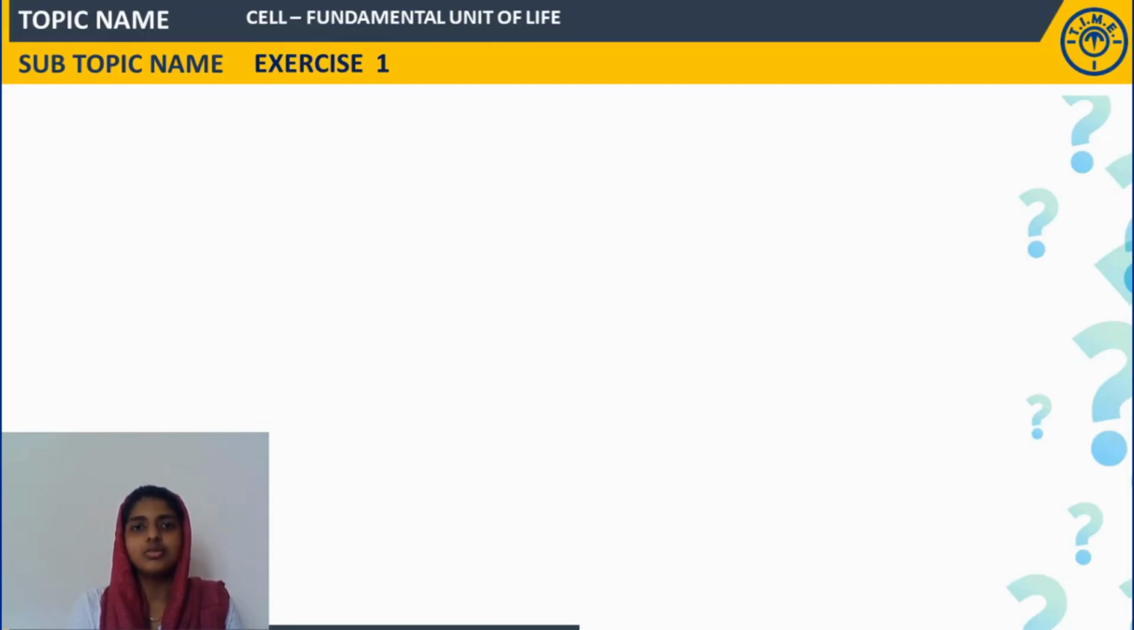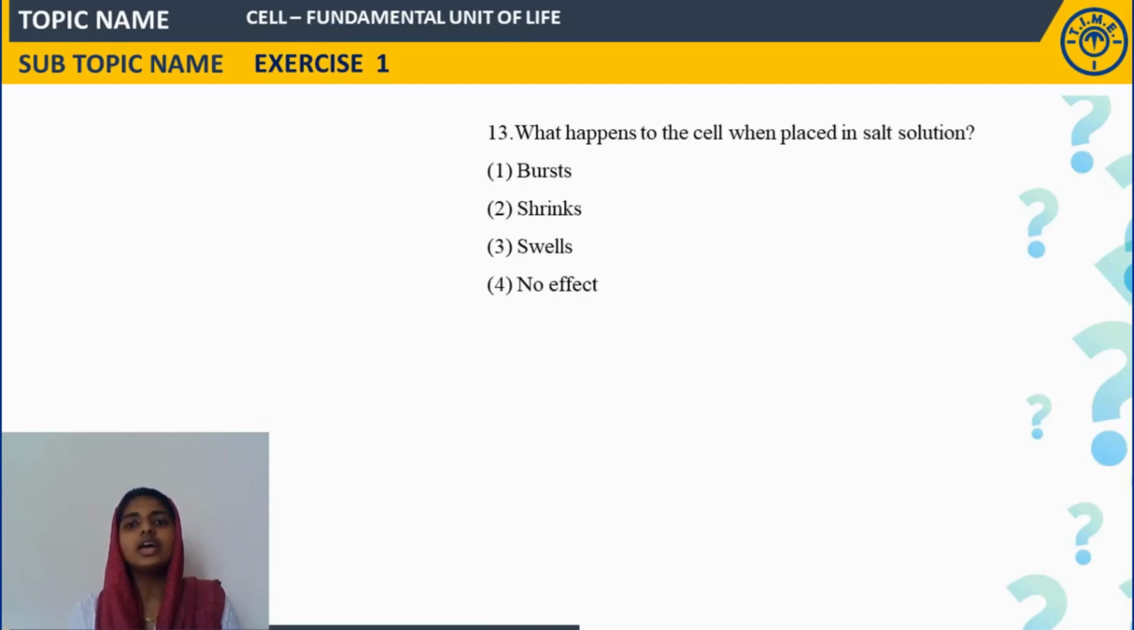Now we have our 13th question. What happens to a cell when placed in salt solution? Options: burst, shrink, swell, no effect. What is salt solution? It is a hypertonic solution. It will have a low concentration of water and a high concentration of salt. So when a cell is placed in a hypertonic solution, what happens? Exosmosis takes place.